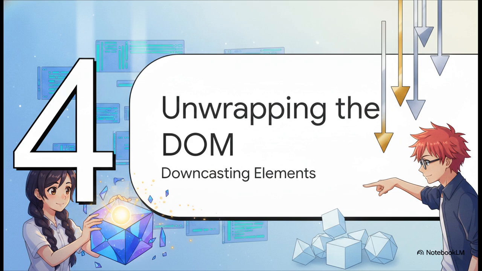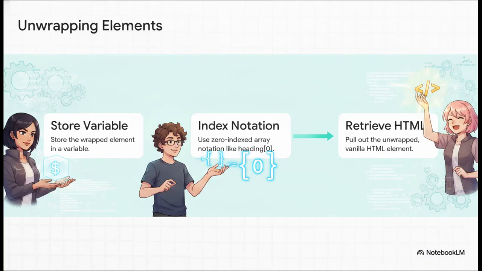Unwrapping the DOM element. Since all these magical methods belong to the wrapper, what happens when we actually need our raw element back? Because sometimes you just don't need that heavy wrapper. Maybe you need to pass the native JavaScript object over to a completely different, non-jQuery library. Well, because the jQuery object is architecturally array-like, downcasting or unwrapping it is actually super straightforward. Step 1, you store your wrapped element in a variable. Step 2, you just use zero-indexed array notation, literally just adding a bracket 0 to the end of it. That notation reaches right through the wrapper and pulls out the vanilla HTML element. You get your raw sweet back.